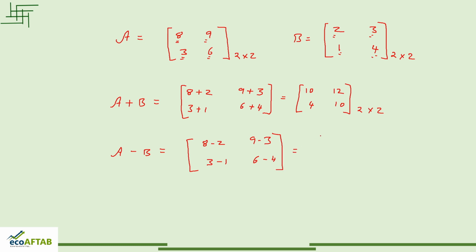So this will be 8 minus 2 is 6, 9 minus 3 is 6, 3 minus 1 is 2, 6 minus 4 is 2. So this is the matrix that I get, and this is also a 2 by 2 matrix. So this is as simple as adding the elements in every row with the elements in every row of the other matrix. So here the basic condition is that the number of rows should be equal to the number of columns, that is n should be equal to m.